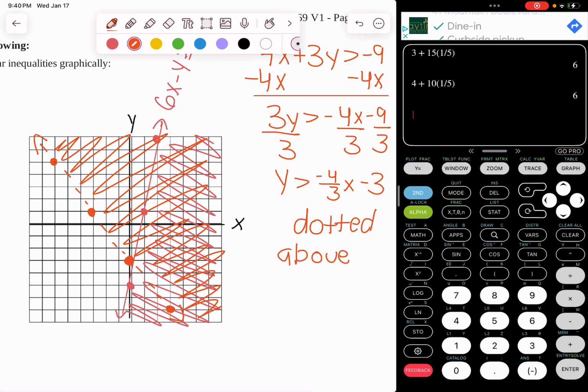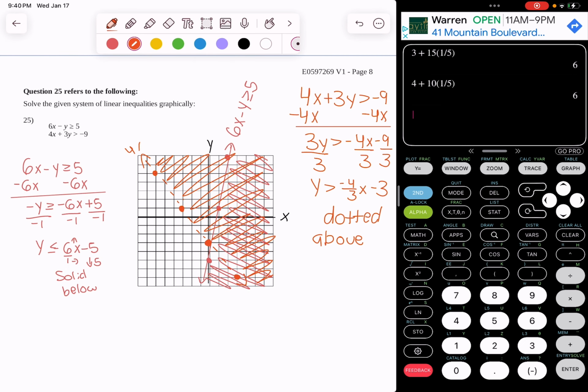Perfect. And this is the inequality: 4x plus 3y is greater than -9. And the area where they are both shaded in together, that is my solution set. Good.